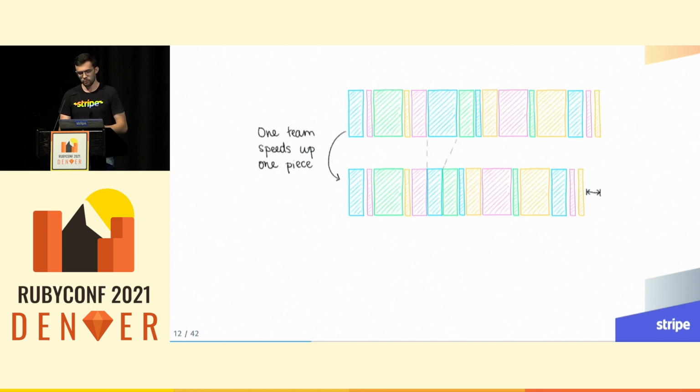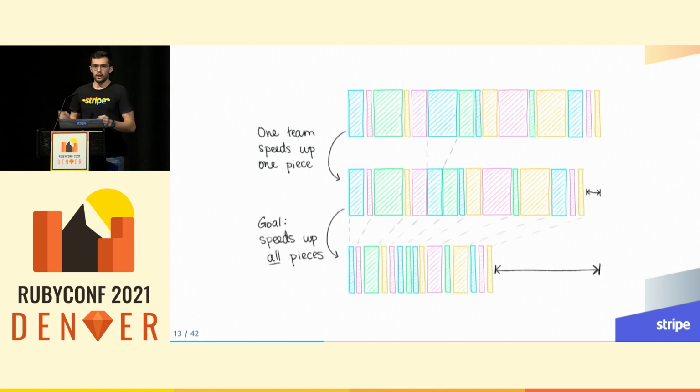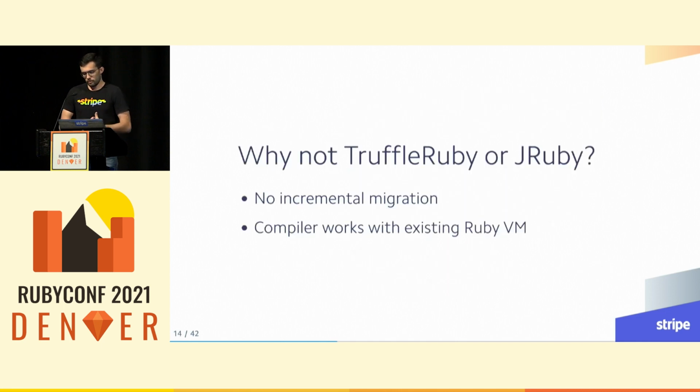So what we were really looking for was some magic wand that we could wave and make all the Ruby code faster all at once. And the goal here is that by speeding up all the pieces, everyone else at the company can focus on doing what they do best, namely building a really good payments API. So that's the justification for why we want to speed up Ruby.